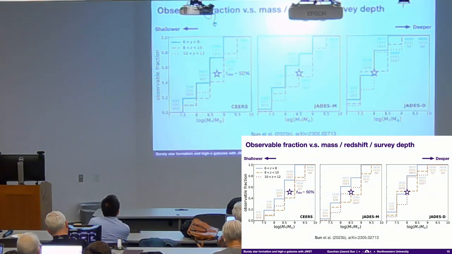So by tracing the observability of individual galaxies, we can also use our galaxy sample to characterize the observable fraction as a function of galaxy mass, redshift, and also the survey depth. Here in this plot, I'm showing three example surveys: SEARS, JADES Medium, and JADES Deep. Not surprisingly, we can see the observable fraction increases with increasing mass and survey depth, and decreases with increasing redshift.